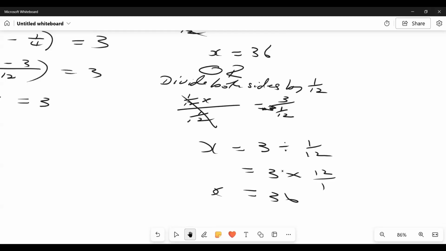So that's how complicated it can get. Even more complicated than that. I can't cover every single thing on equations, right?